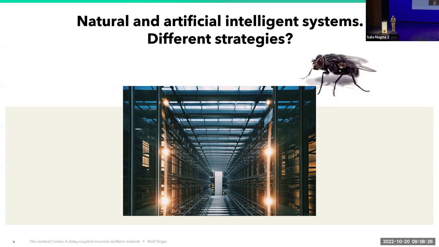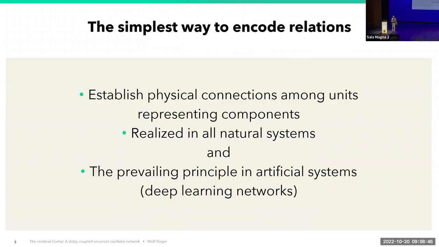And if you compare those two so-called intelligent systems, an autonomous housefly with a few tens of thousands of neurons and a supercomputer, you will immediately, intuitively have the impression that there must be something very different between the two. And I will try to elaborate a little bit on those differences.